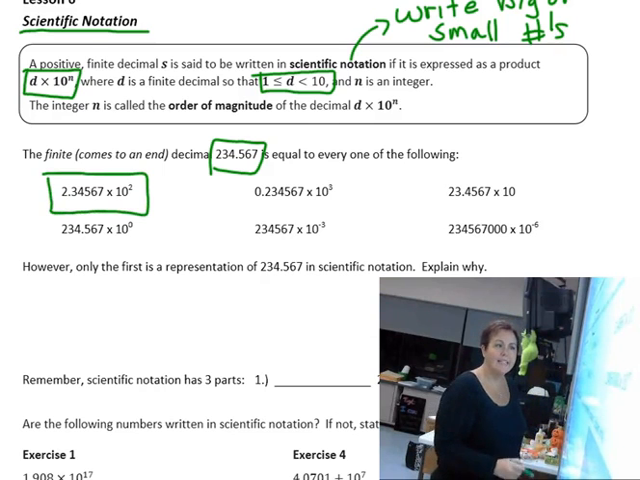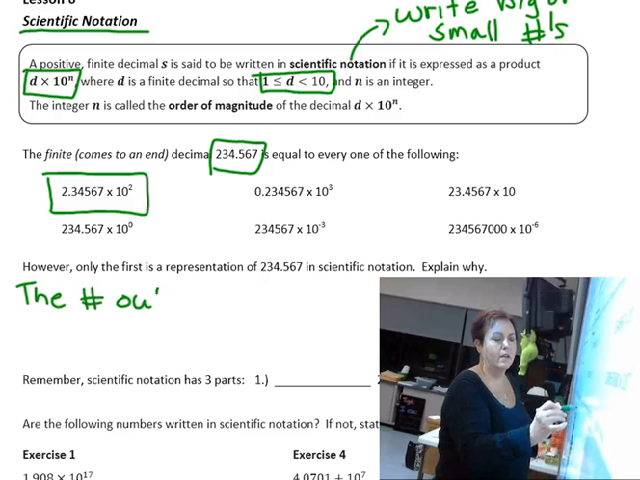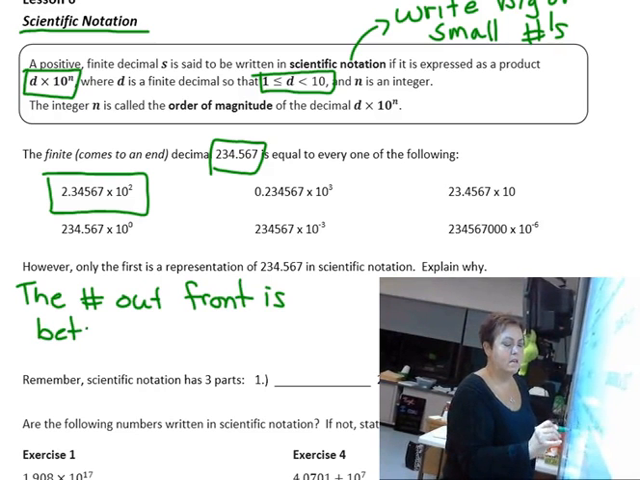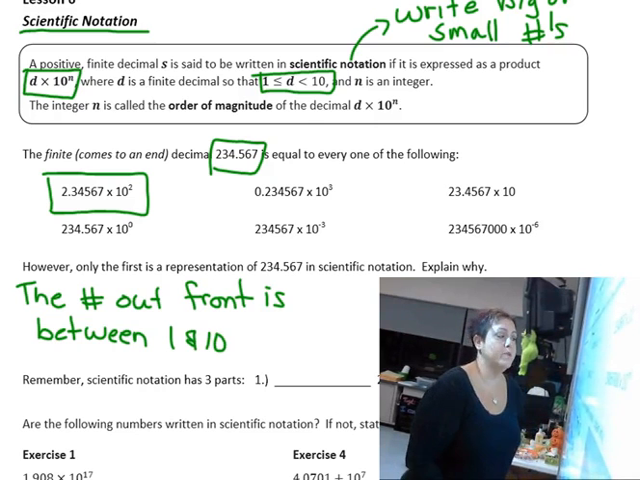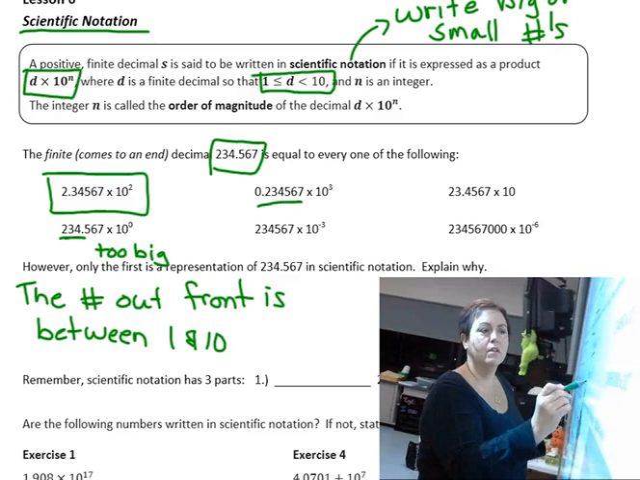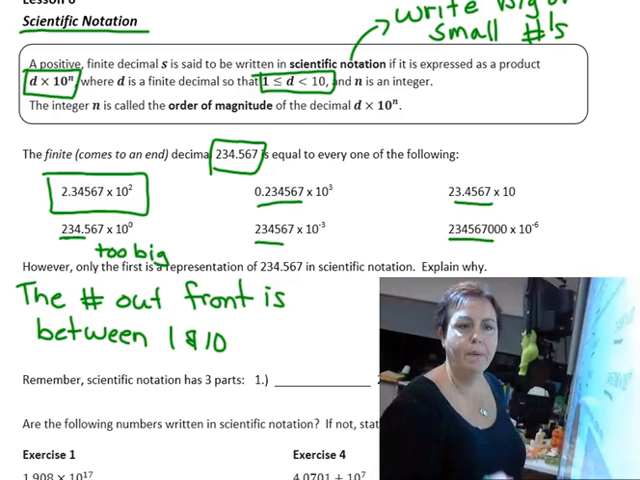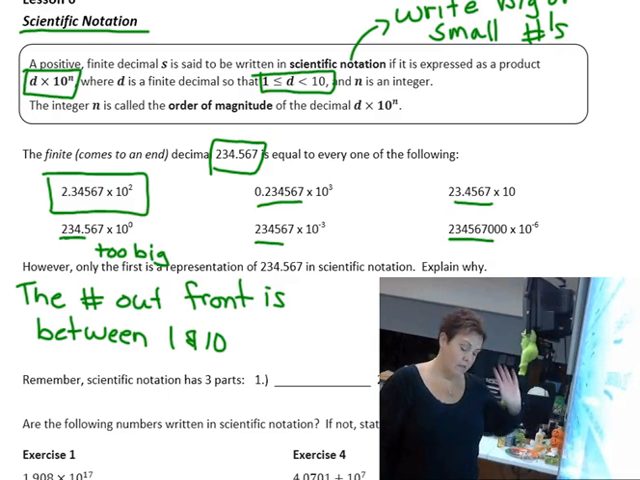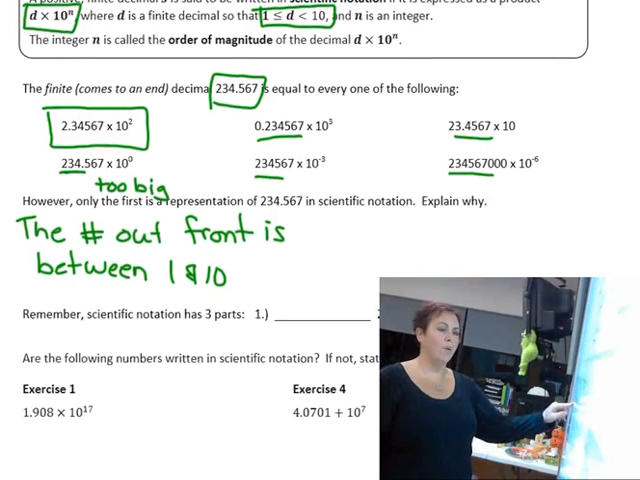And the reason is because the number out front is between 1 and 10, and then the exponent is right. If I look at this one, this number is too big. Too big. If I look at this one, it's too small, too big, too big, too big. So they have to fit into that part.